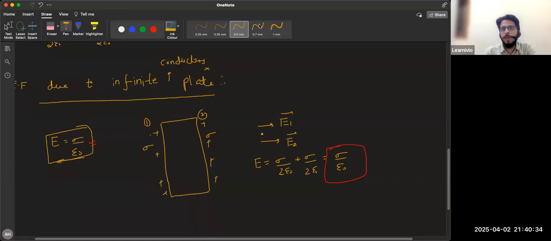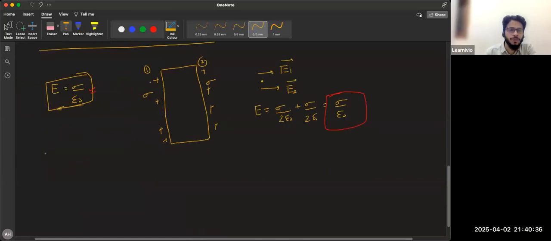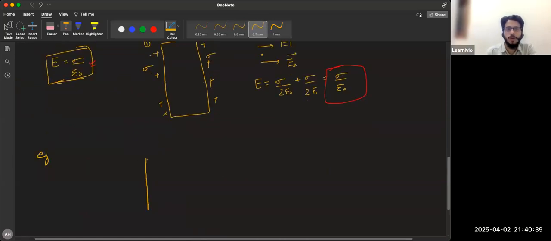So there are a few types of questions which are usually asked on plate. The one question is, if you have a plate and you want to calculate field inside the plate, Upasna, what should be the value of electric field inside the plate? Mira, what should be the value of electric field inside the plate?